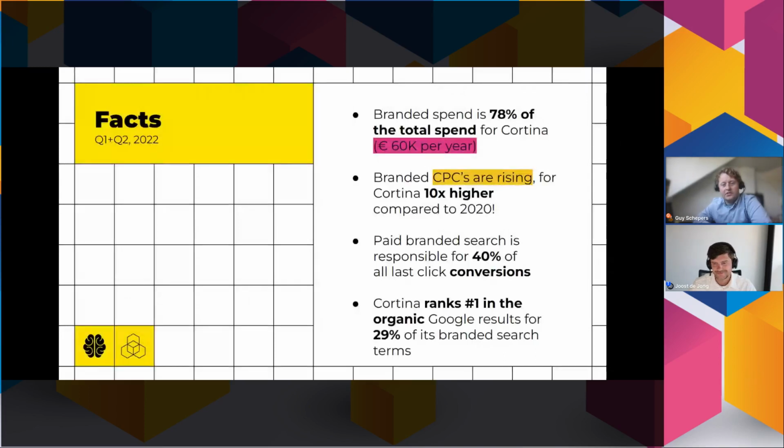Also, the branded CPCs are rising, and I think we have a lot of PPC professionals over here. I think this is a trend you are all familiar with. If you look back a couple of years ago, you will find the same search term with probably the same visibility, but with a lower CPC. For Cortina, the branded CPCs were 10 times higher compared to 2020, with the same visibility.